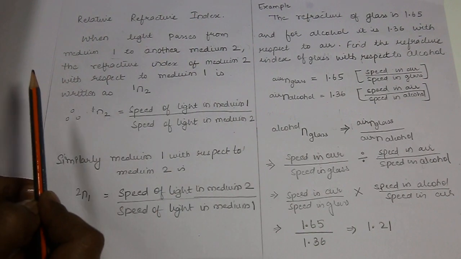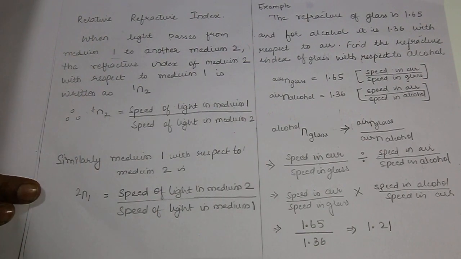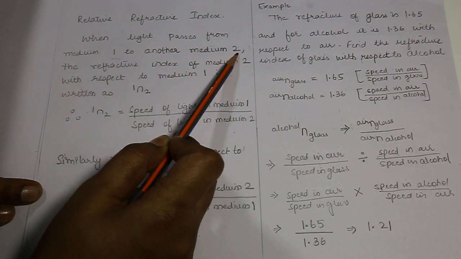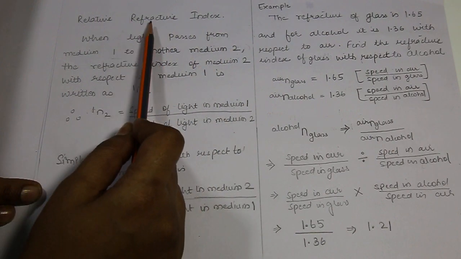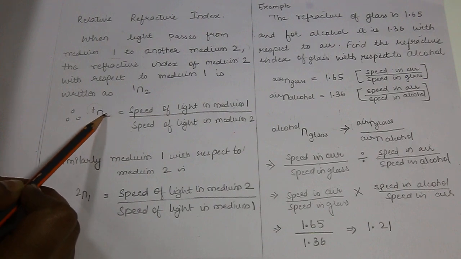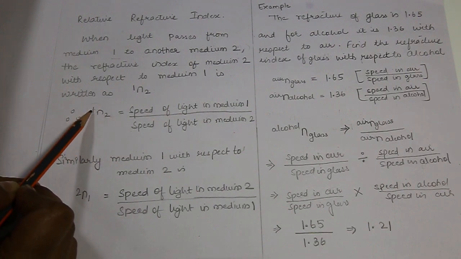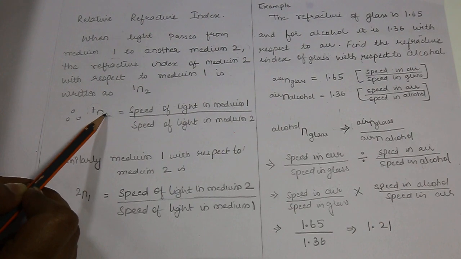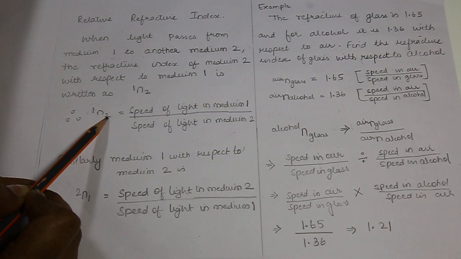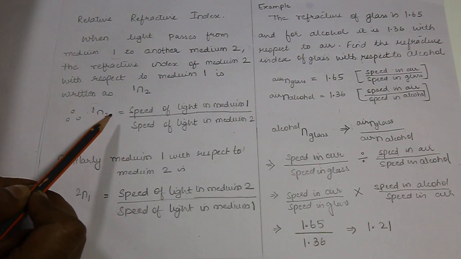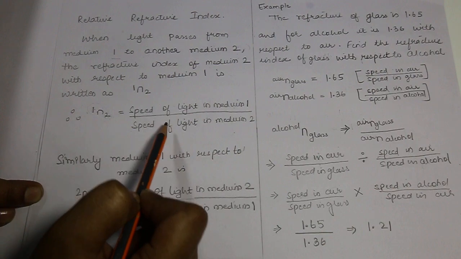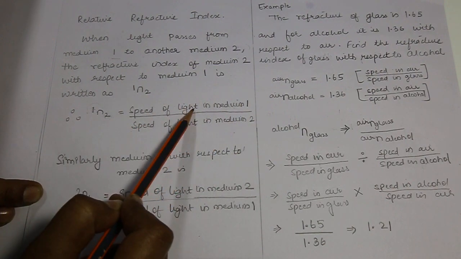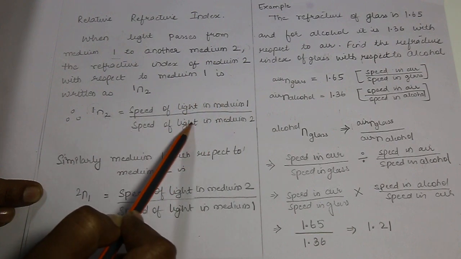Relative refractive index. What we saw earlier was absolute refractive index, in which the speed of light in a medium was compared with the speed of light in air or vacuum. But when light passes from medium 1 to another medium 2, we call this relative refractive index. Here it is represented by subscripts 1 and 2. Here 1 means the initial medium of light, and 2, which is written in subscript, is the medium in which light enters. In this case, the relative refractive index can be calculated by the speed of light in medium 1 divided by the speed of light in medium 2.